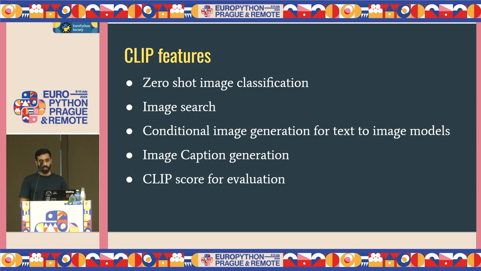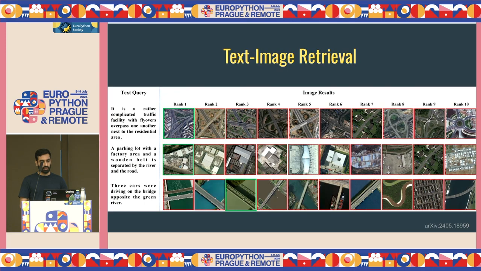And image search. We can provide a prompt, and the model will be able to extract all the images from the data set, and based on that, we can search the images. Here you can see an example. We give a prompt that three cars were driving on a bridge opposite a green river. So the model has extracted all the images of a bridge opposite a green river. And here you see there are exactly three cars. Based on the performance of the model, it has ranked it as three. And similarly for other examples.